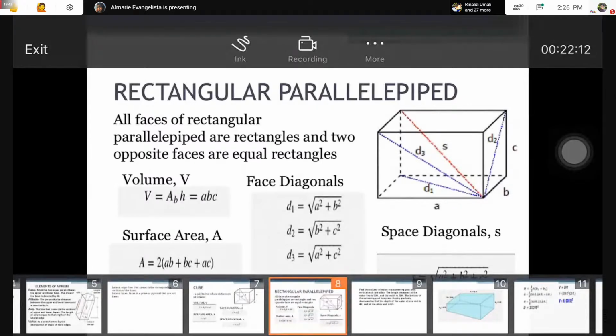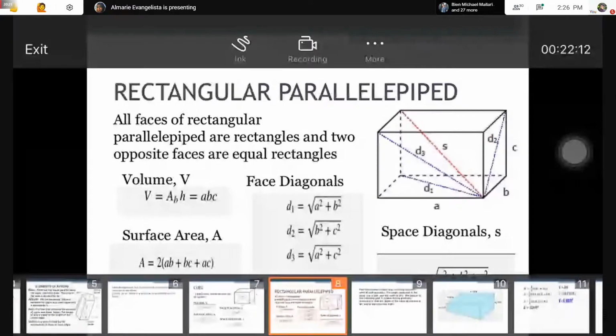So, ang volume niya is ganun pa din, area nung base times height or A times B times C. So, ang surface area naman niya is 2 times AB plus BC plus AC. And ayun, mapapansin niyo marami siyang face diagonal. Square root of A squared plus B squared. Next naman is square root of B squared plus C squared. Square root of A squared plus C squared.